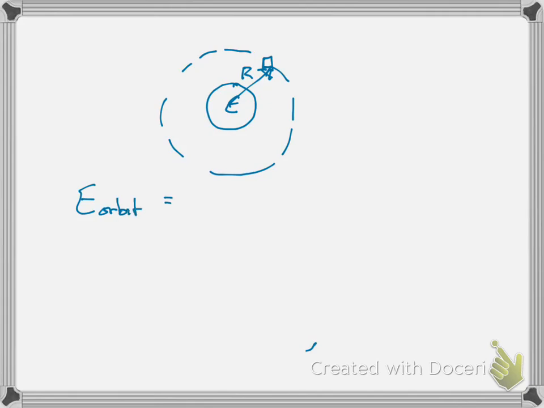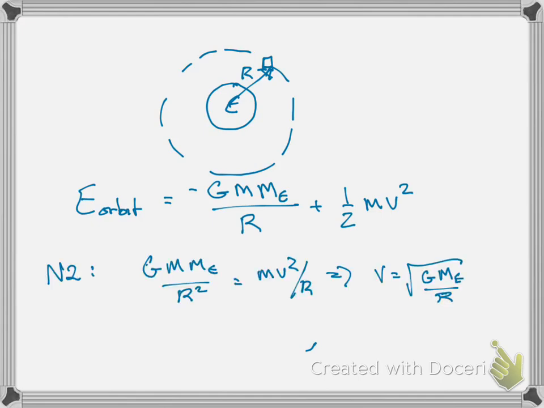Well, the energy of something in orbit is going to be minus GMm, where M is the planet that's being orbited, over the radius of the orbit, plus 1/2 mv squared. But we know from Newton's second law what the speed is. I've just written down what we had done numerous times previously. From Newton's second law, GMm over R squared equals mv squared over R. We can find the speed, and so therefore we can write the total energy of something in orbit.